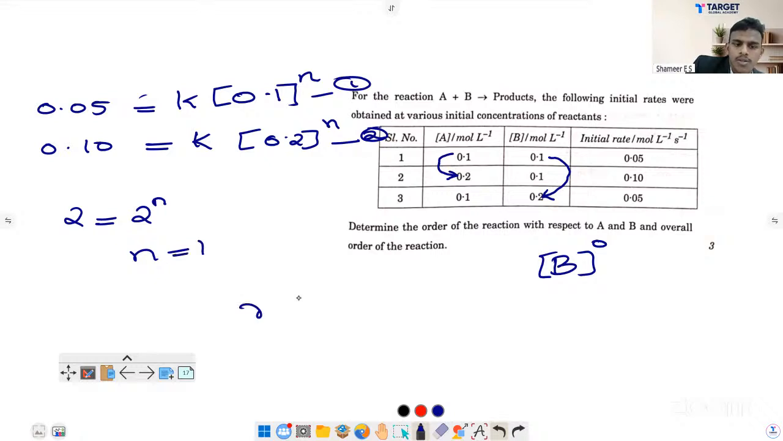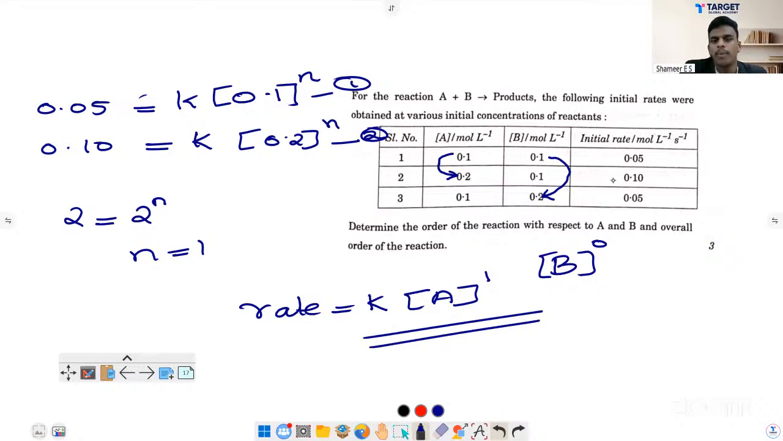So for the rate law, we can write rate is equal to K into concentration of A raised to 1. B is not affecting the reaction rate, because if you increase the concentration of B, there is no change in the initial rate. It does not depend. Okay, this is also a kind of JEE-oriented question. Not exactly a JEE question, but still. Next.